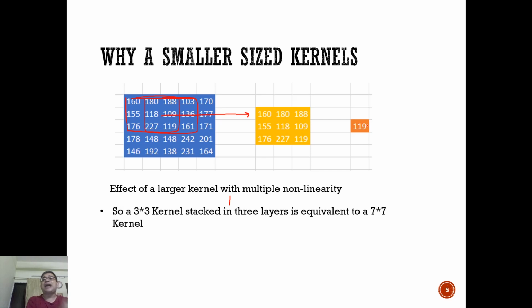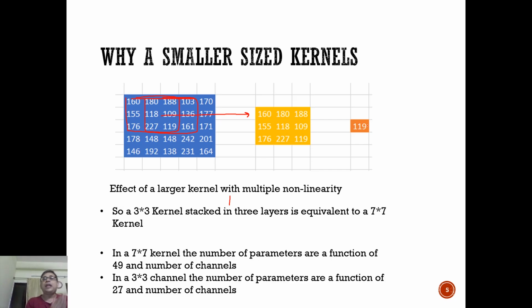So actually, if you stack 3 into 3 kernels in 3 layers, it is equivalent to a 7 into 7 kernel. Now, is there an advantage in terms of number of parameters? If it is a 7 into 7 kernel, then the number of parameters is a function of 49, because all these 49 values for the 7 into 7 kernel need to be determined, and that is a function of this number 49 and the number of channels.